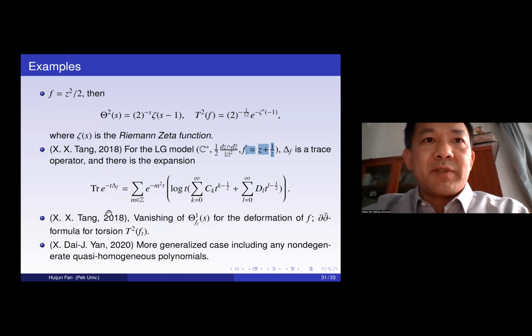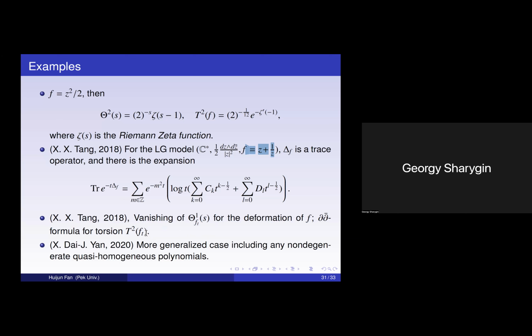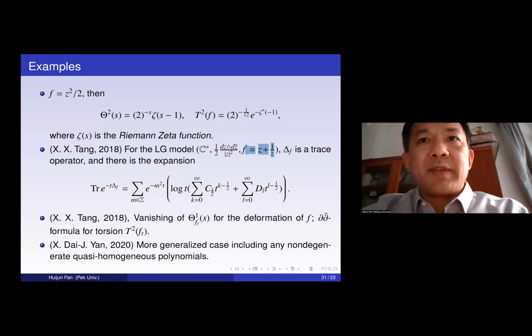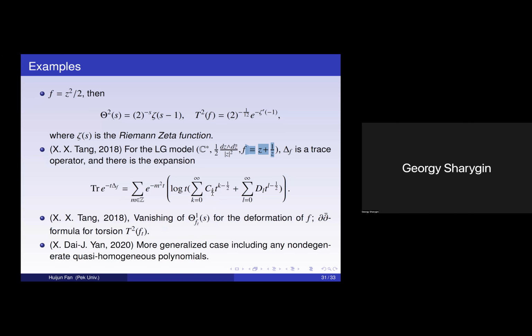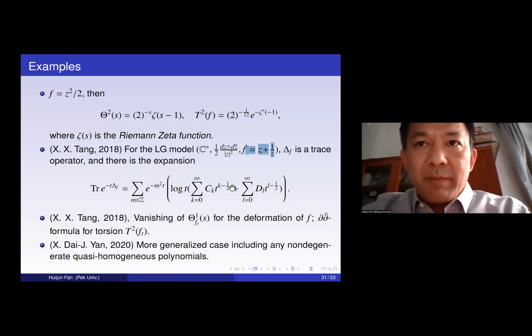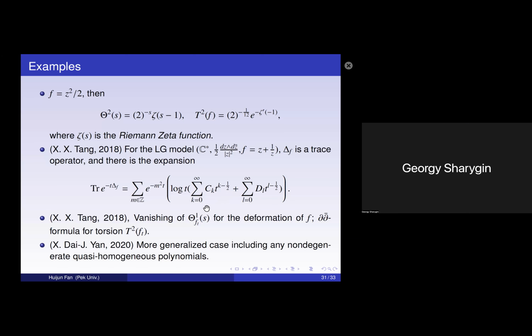Besides this heat kernel expansion, she can also prove the vanishing of C1 Ft for the deformation of F and get the ddbar formula for this torsion. Sorry, can you explain what are the coefficients CK and DL? Yeah. CK and DL are some constants. Both summation signs seem to be similar up to the renaming of the coefficients. Sorry, here maybe the bracket is here. Yeah, okay.